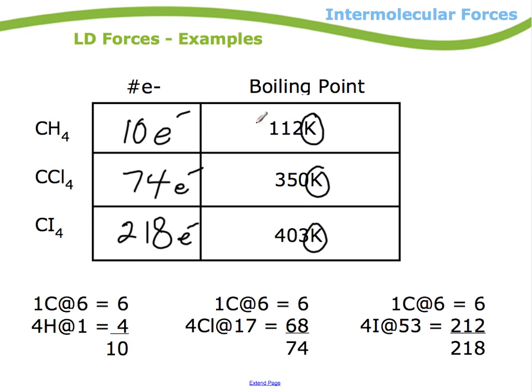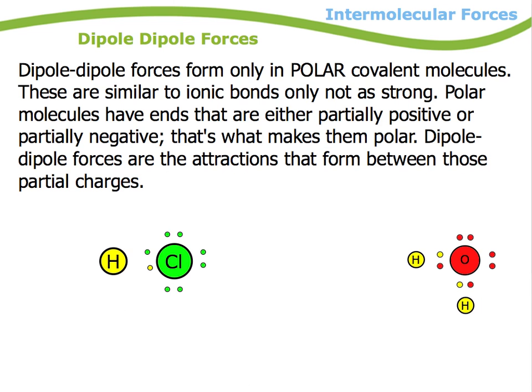I don't know if there's an exact direct relationship. I'm a math guy, so I'm looking for, if I double the electrons, does that double the boiling point? It doesn't look as though it does that here, but I see a general trend. Increase the number of electrons, increase the boiling point. Those are London dispersion forces.